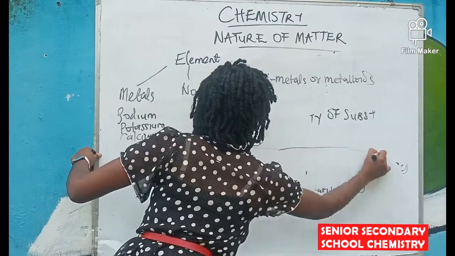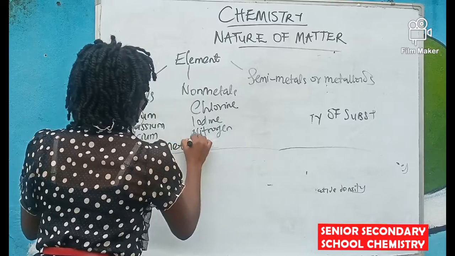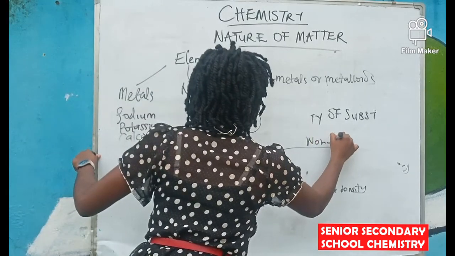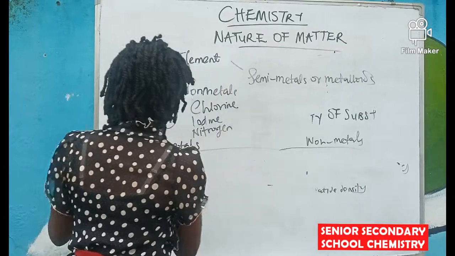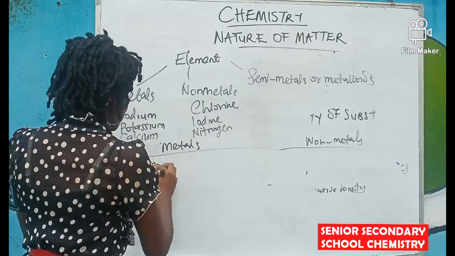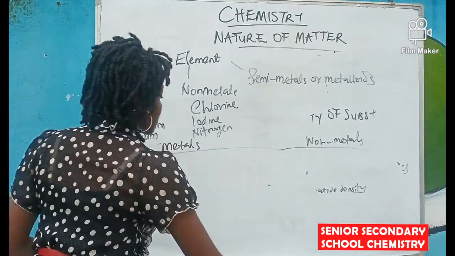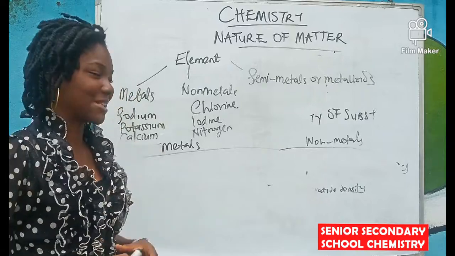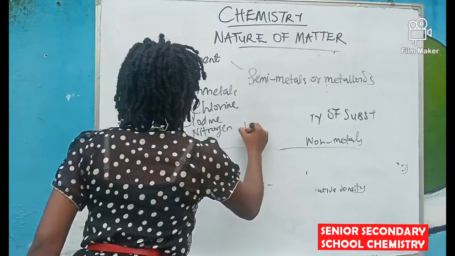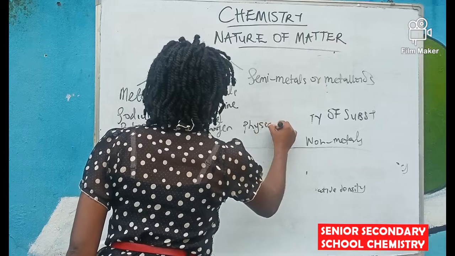So here we have metals and non-metals. Metals are reducing agents. Okay, sorry, their physical properties. Yes. So, physical properties of metals and non-metals.